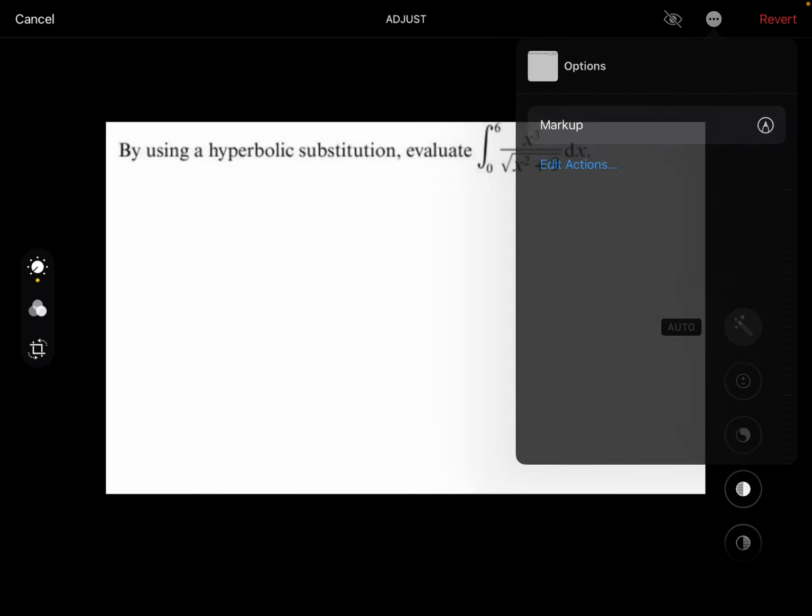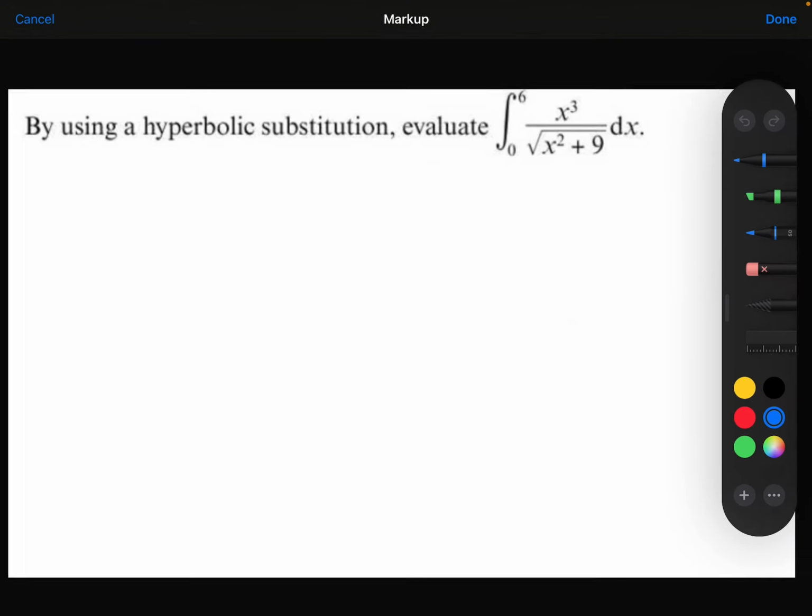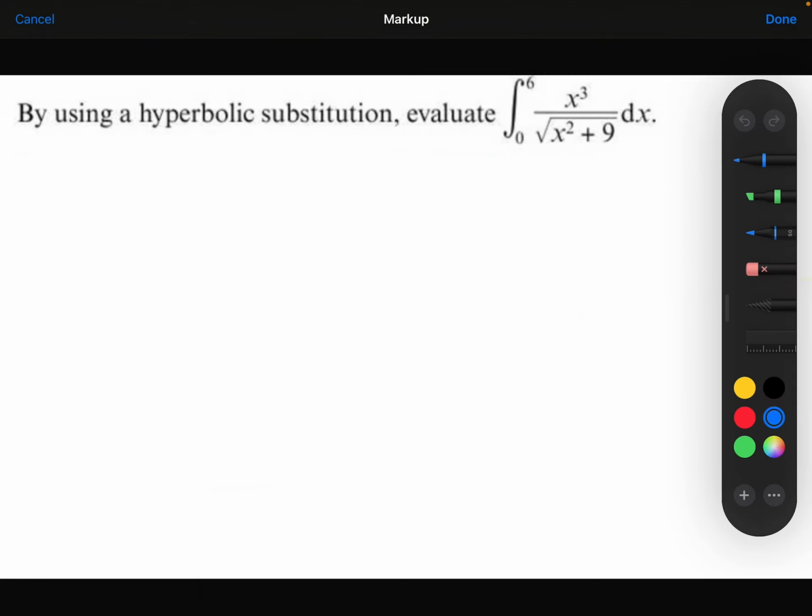So this question: by using a hyperbolic substitution, evaluate the integral from 0 to 6 of x cubed over the square root of x squared plus 9. The substitution I'm going to use is x equals 3 sinh u, because when I square it, I will get 9 sinh squared u plus 9. The 9 will factorise out, and I'll be left with a sinh squared plus 1, which will get turned into a cosh squared, which can then be square rooted nicely. So that's my logic. So let's do some differentiation.